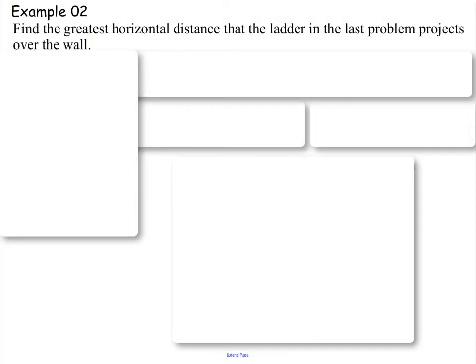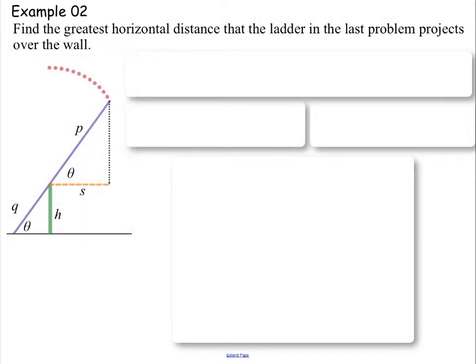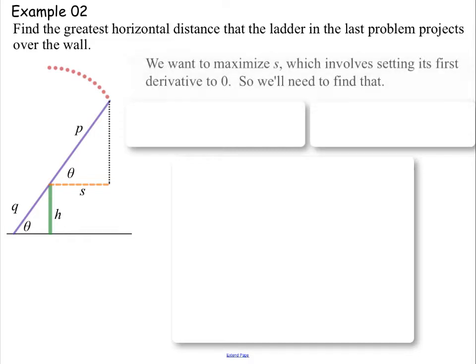We'll need a drawing again, of course, and we'll use this sketch. Here, L, H, and theta have the same meaning as before. The overhang distance is S, while P is the length of the part of the ladder over the wall, and Q is the length of the part below the wall. Our goal is to find the maximum of S. We'll do that by finding an expression for S as a function of theta and setting that derivative to 0.